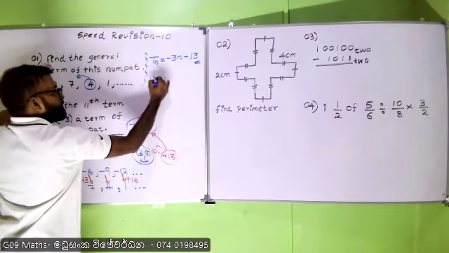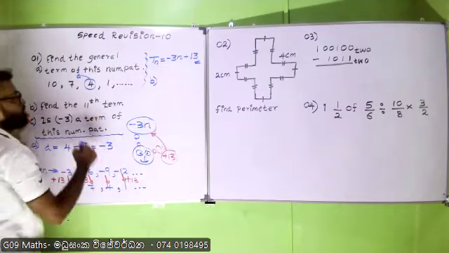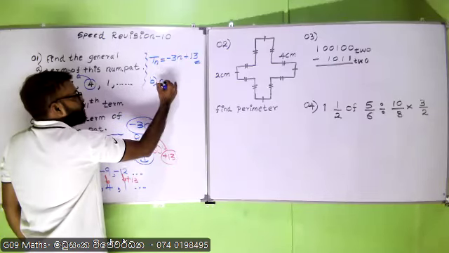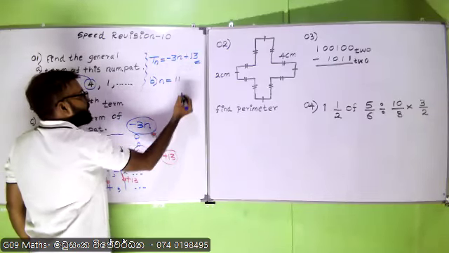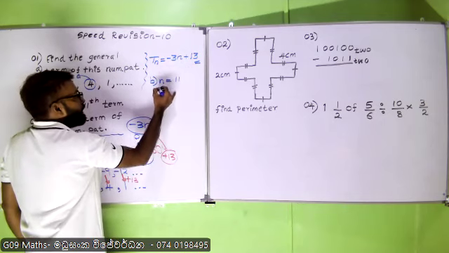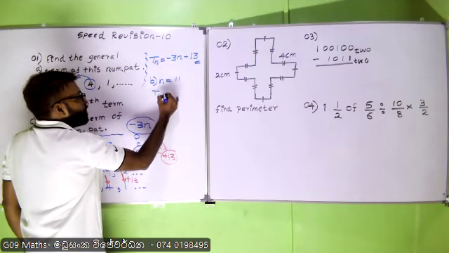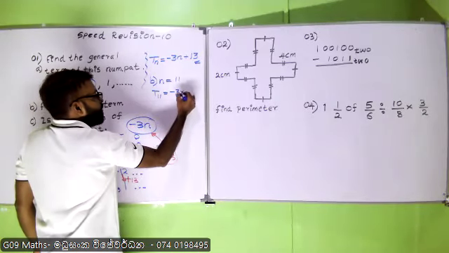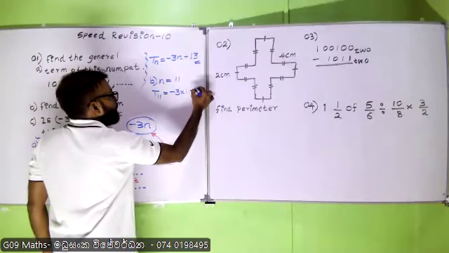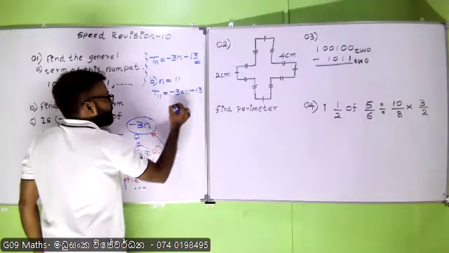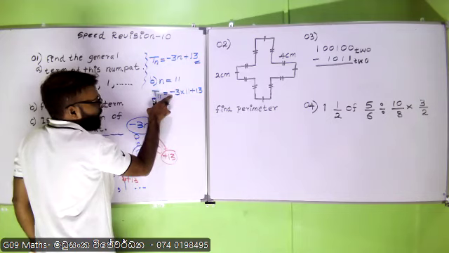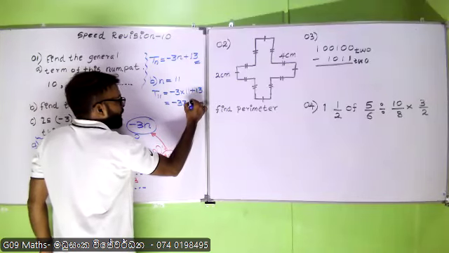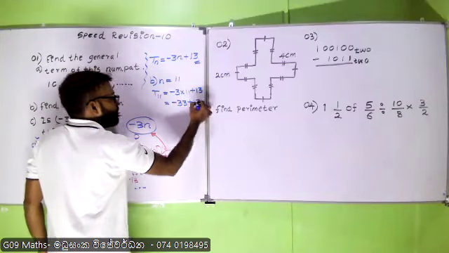Now I am going to discuss part B. Find the 11th term. How are you going to find the 11th term? You are going to substitute n equals 11. T11 equals, here you have minus 3. Instead of n, you are going to substitute 11, plus 13. Negative 3 into positive 11 is negative 33. Negative 33 plus 13.